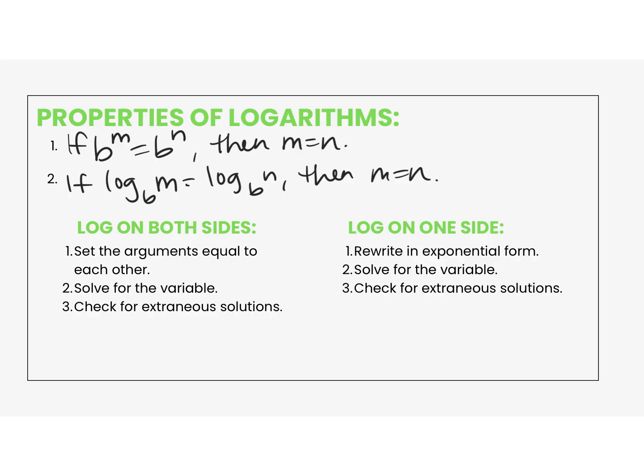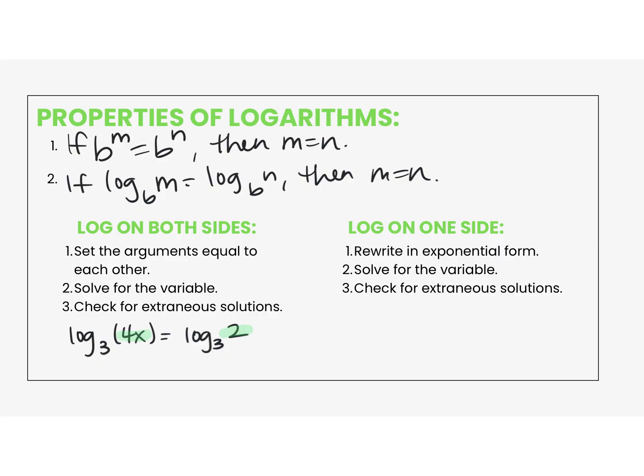Okay, so we are going to see two different types of logarithmic equations. The first one would be if we have a log on both sides. So that would look something like log base 3 of 4x equals log base 3 of 2. And all we're going to do in that situation is set the two arguments equal to each other. We're going to solve for the variable, and then we need to check for extraneous solutions. That means a solution that when we plug it back in, it doesn't actually work. So we have to check our answers when we do these.